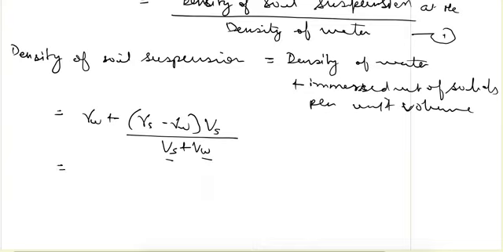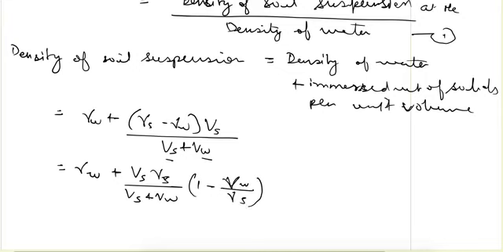if I take gamma S common in this equation, it is equal to gamma W plus Vs gamma S divided by Vs plus Vw, and 1 minus gamma W divided by gamma S. It can be written as gamma W plus Vs gamma S upon Vs plus Vw. Vs gamma S is the weight of the solids and Vs plus Vw is the total volume of suspension. So it is the weight of solids per total volume of suspension.